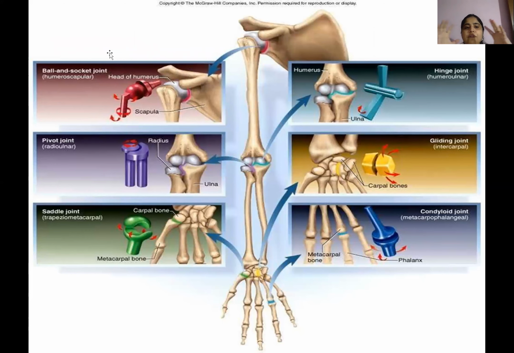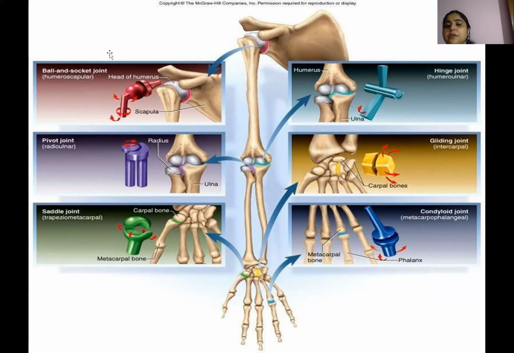This is an overview of all the joints. First is the ball and socket joint. It shows the shoulder joint, which is between the head of the humerus and the glenoid fossa of the scapula. The second example is the hinge joint. The hinge joint is the humeroulnar joint, between the humerus and the ulna, which becomes a part of the elbow complex. Third is the pivot joint, between the ulna and the radius, which forms the superior radioulnar joint.